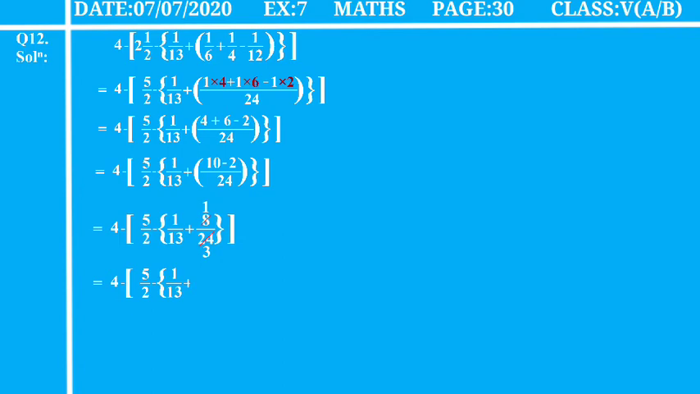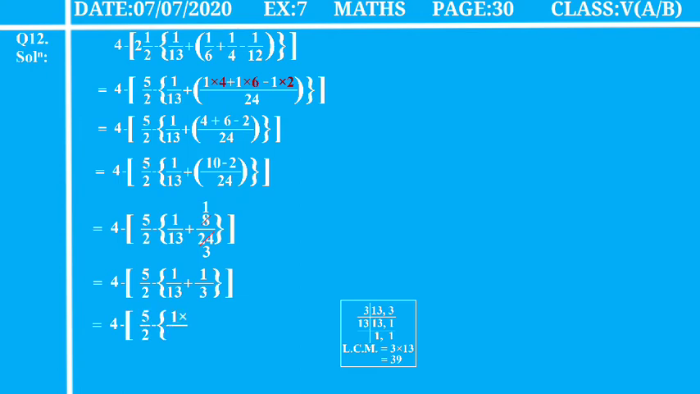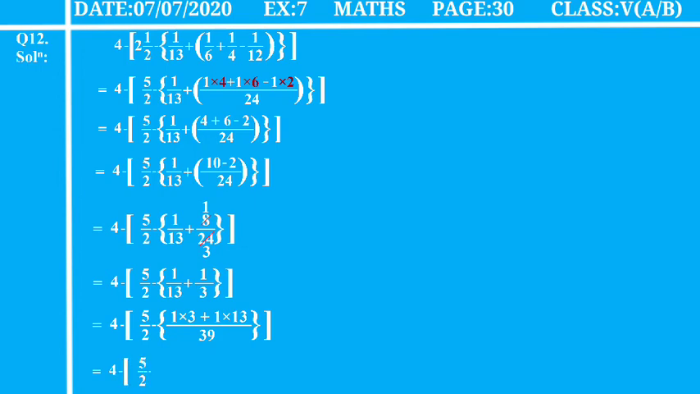1 by 13 plus 1 by 3. Now why 1 by 3? I am cancelling there, correct? 8 ones are 8 and 8 threes are 24, so it is becoming 1 by 3. Now take the LCM of 3 and 13, the 13 denominator and the 3 denominator. So the LCM is 39, and after taking the LCM, add them. How? So the numerator 1 into 3 plus 1 into 13 divided by denominator 39. So this will be 5 by 2 minus 1 into 3 is 3, 1 thirteen is 13.